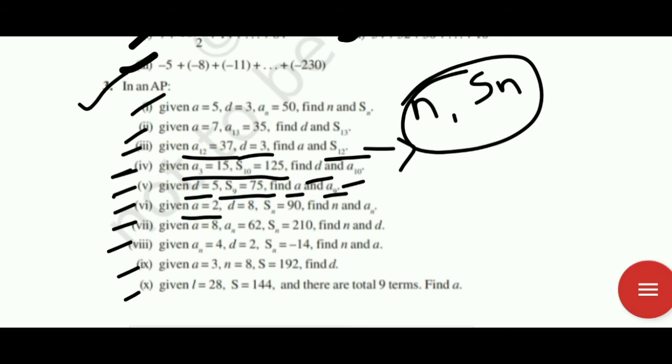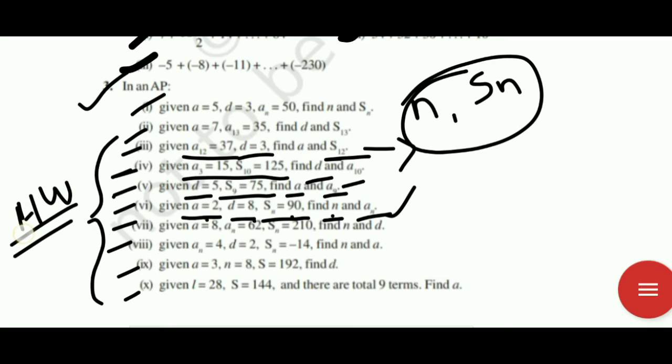A is equal to 2, D is equal to 8, Sn is equal to 90. You need to find n and An. A and D values are given. Sn value is also given. So you can put the values of A and D in the formula of Sn. Sn is equal to n by 2 into (2a plus (n minus 1) into D). Substitute A and D, and you can find the value of n. Finally, you can find An by putting those values in the An formula. So these are your homeworks.